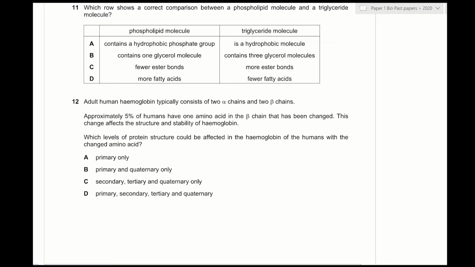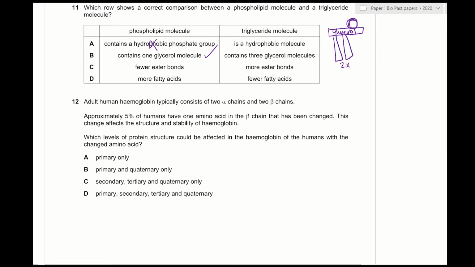11. Which row shows a correct comparison between a phospholipid molecule and a triglyceride molecule? A. Phospholipid molecule contains a hydrophobic phosphate group. Hydrophobic is incorrect. It's a hydrophilic phosphate group that is able to form hydrogen bonds with water. B. Contains one glycerol molecule. Yes, this is correct. It does contain one glycerol molecule and 2 fatty acids. So this is the glycerol, 2 fatty acids, and 1 phosphate group.